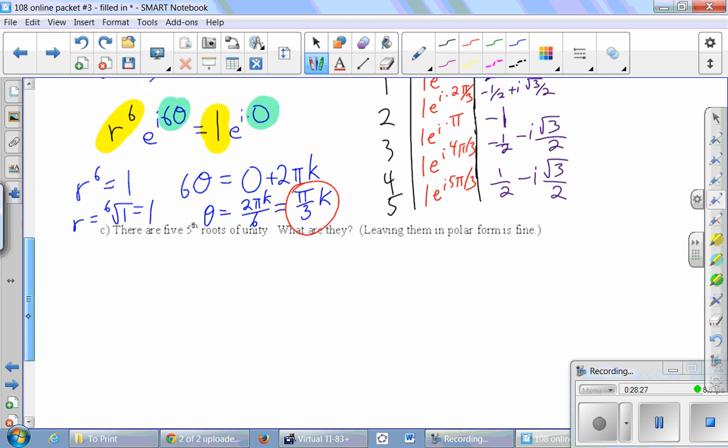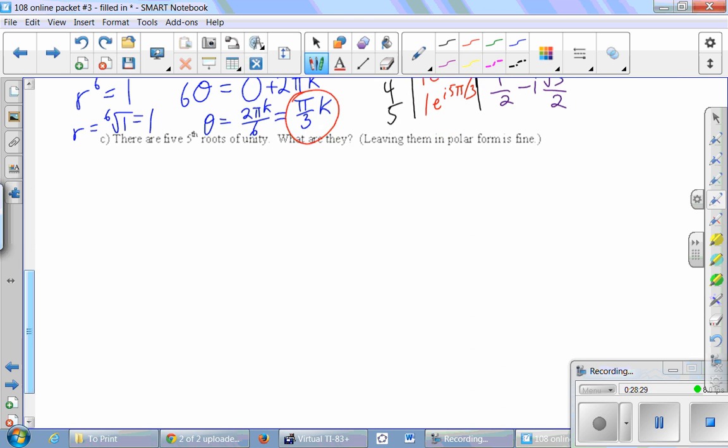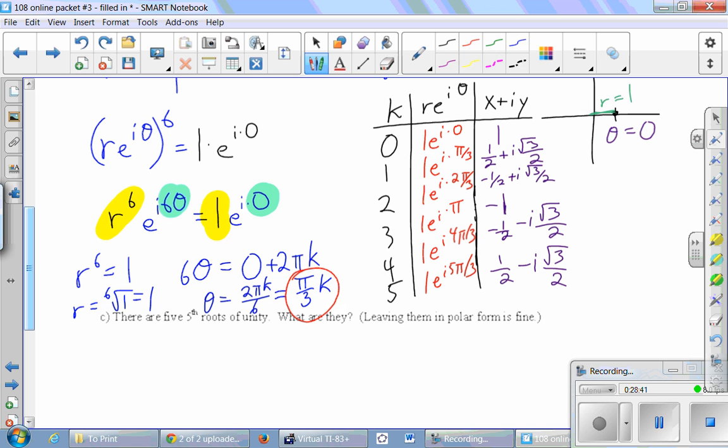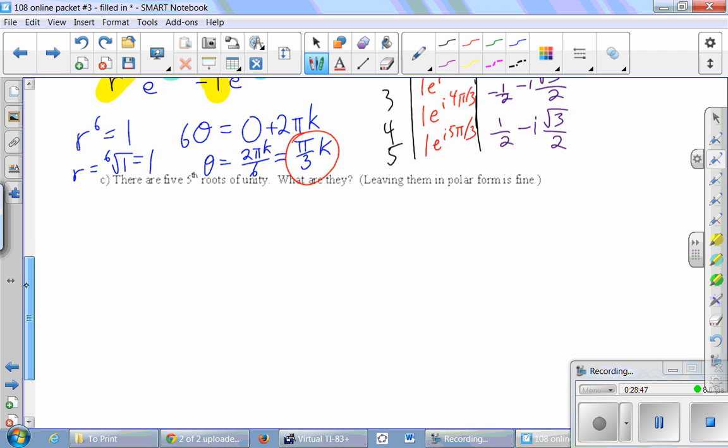Okay, next one, part C. There are 5 fifth roots of unity. What are they? Leaving them in polar form is fine. So here it's the same idea, and in fact, you might be comfortable enough to just write the answers based on the answers that we got in here. But I'm going to go through the process just so we see it one more time.